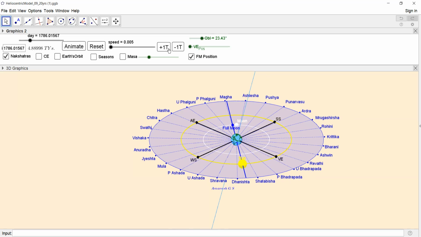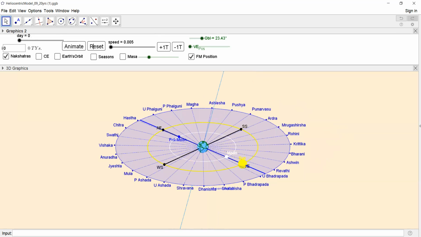For this reason, an Adhika masa is inserted. How does that work? Let's reset this whole thing. If you had noticed, the first year went by reasonably well, the second year was also all right. What I mean by that is the position of the full moon and the corresponding nakshatra was within the vicinity of the name of the lunar month that we use, such as Chaitra, Vaishak, Jyeshta, Ashad.